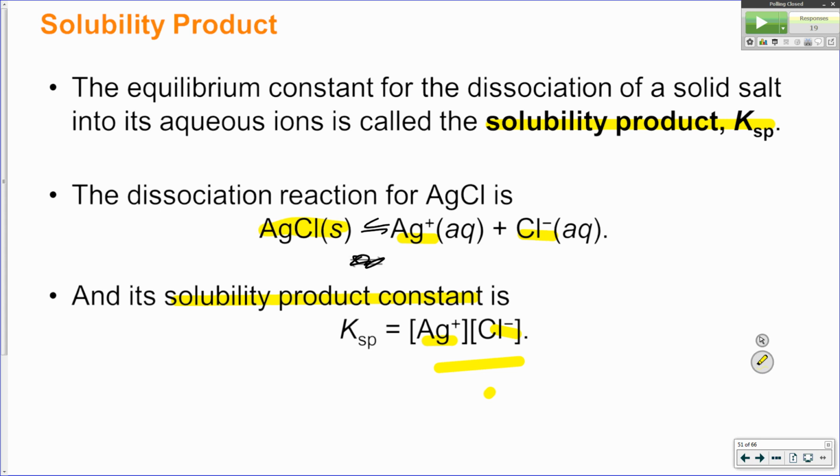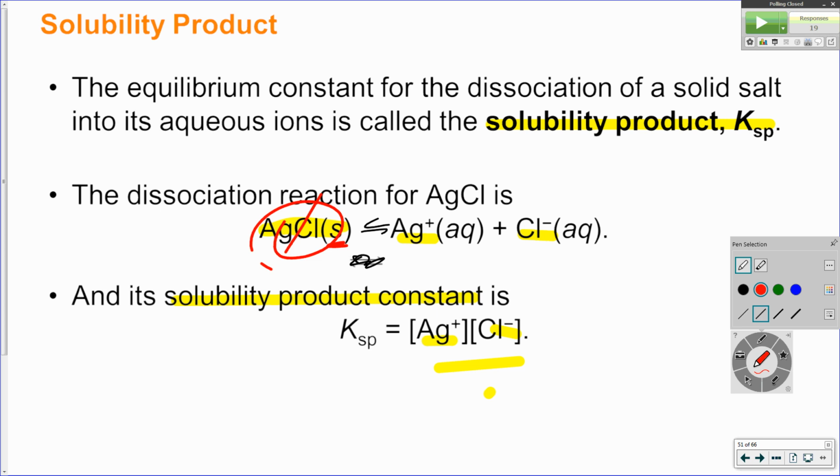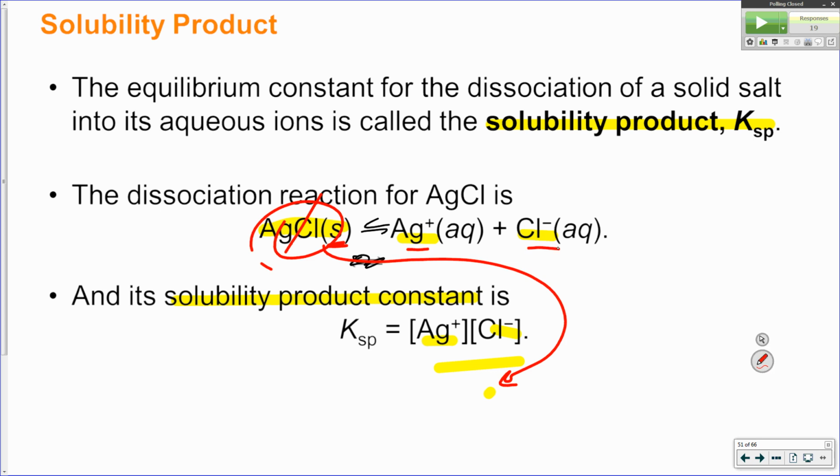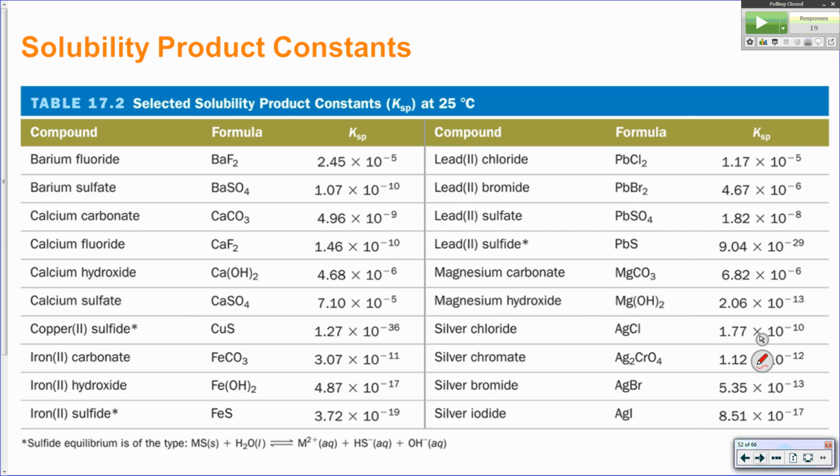It's a solid. That's exactly right. Because it's a solid, it doesn't appear. Recognizing this as a solid means that it doesn't appear in the expression down here. So the things that are going to be in the KSP expressions are just the things on the right-hand side of the equilibrium. On the left-hand side, it's the solid. The things that dissolve in solution are the things that are going to be in the KSP expressions.